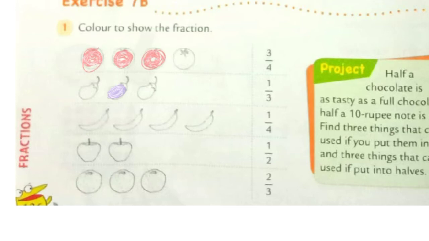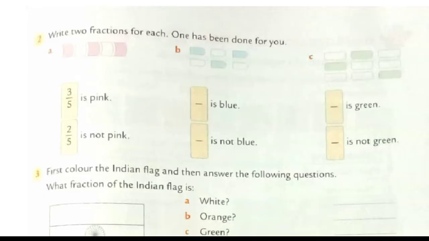Now we'll see our next question. Write 2 fractions for each. One has been done for you. This we have already learned to write in our previous video. So let's do it here. How many tiles are these? 1, 2, 3, 4, 5. There are a total of 5 tiles. So how many tiles are pink? 3. So for that we will write 3/5 is pink. Okay, and how many are white? 2. So for that we will write 2/5 is not pink.